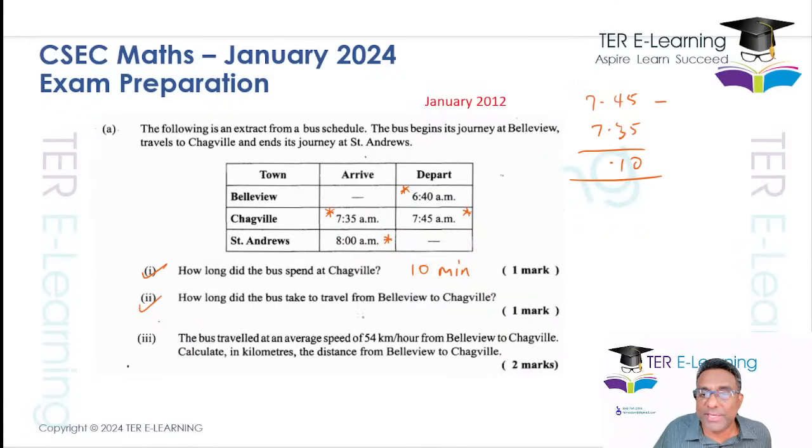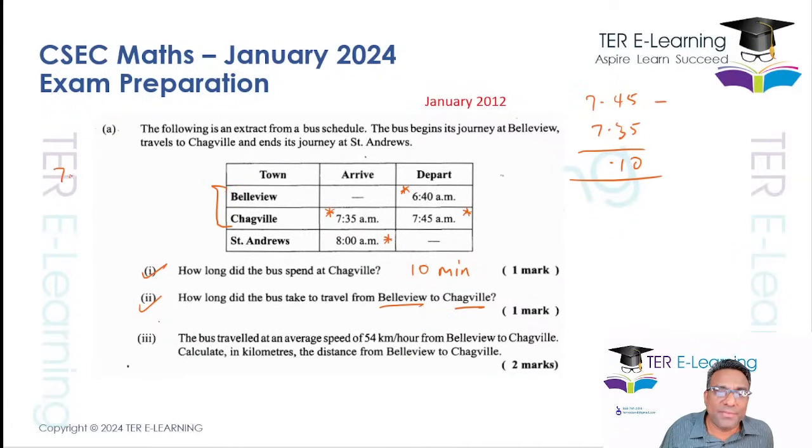Alright, see why it's important to read the questions properly? So it's Bellevue to Shagville. I kind of went to St. Andrews. So it's really 7:35 AM, and we're going to subtract 6:40.